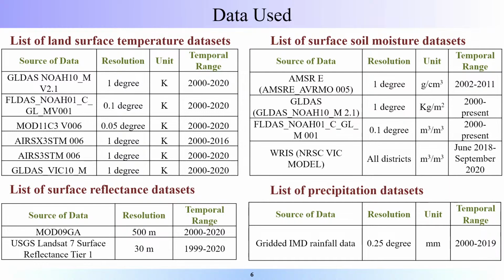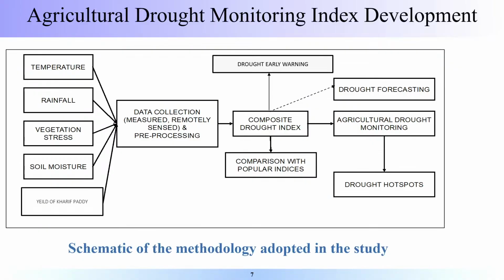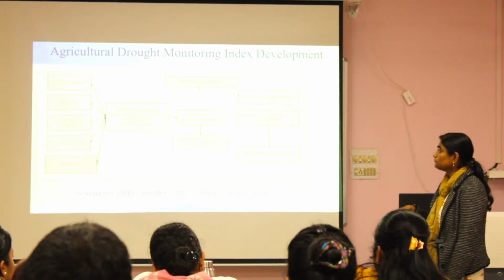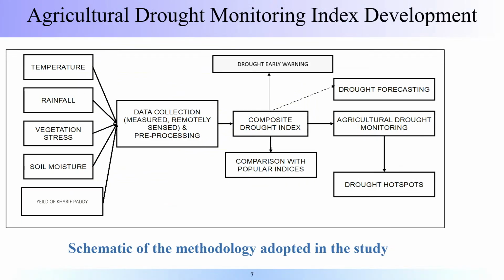In this study, we start with the basic data like temperature, rainfall, vegetation stress, soil moisture, and some yield information about the crops, because we want to do some validation whether some year was drought or not. So all these data will be pre-processed. That means either they make everything IMD gridded or 1 kilometer gridded or something like that, depending on our requirement, isn't it? Now, once we have all this data in place, we need to create the agricultural drought index.